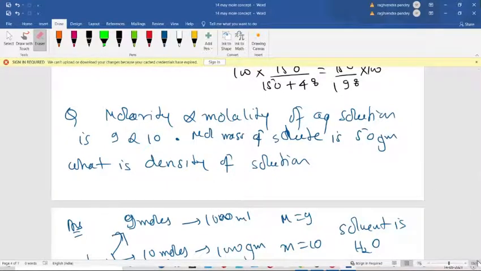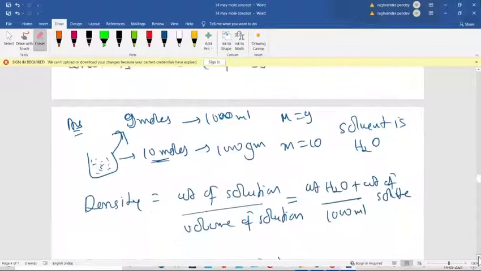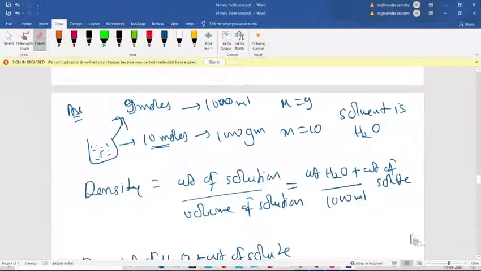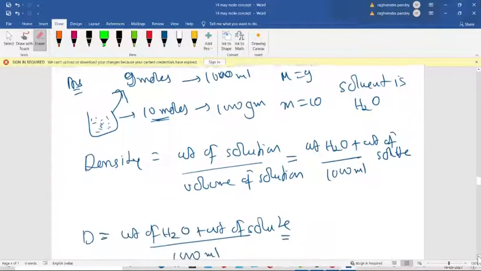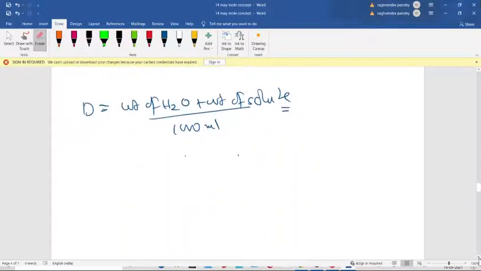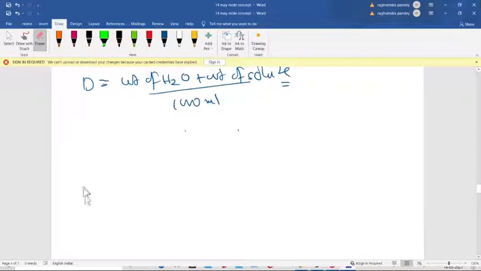So while solving it, I made a mistake. 9 moles is dissolved in 1000 ml. That is your molarity. Then 10 moles are in 1000 gram. That is your molality. Solvent is H2O because that is the aqueous solution. The density is weight of water plus weight of solute divided by 1000 ml. So this we have done. Now, let's try to solve it.